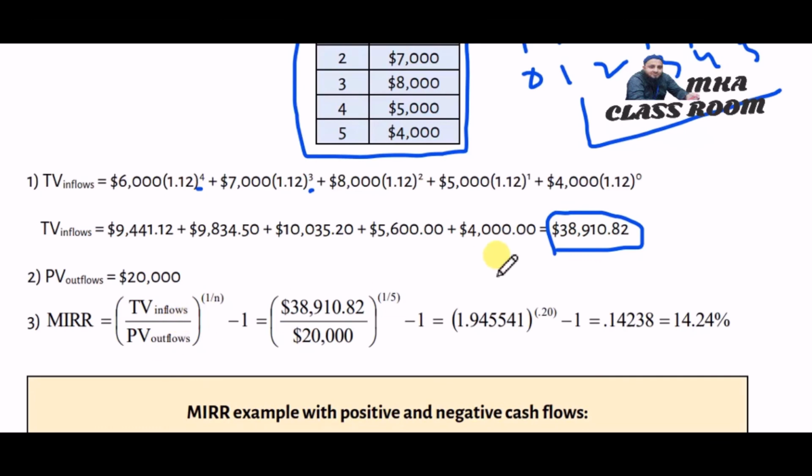TV, that means this value. PV means this value, power 1 by n. n means 5, minus 1. Then 14.24% is our MIRR.